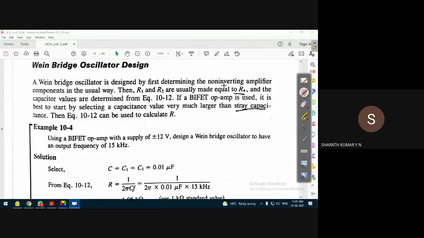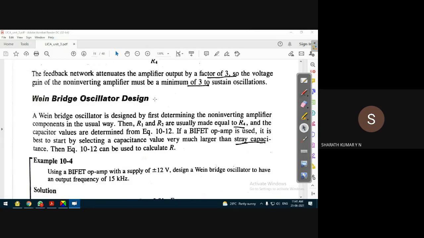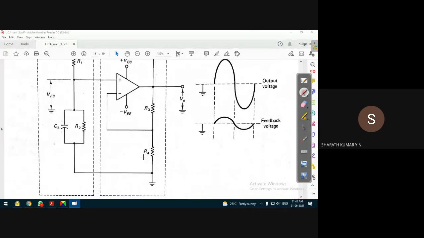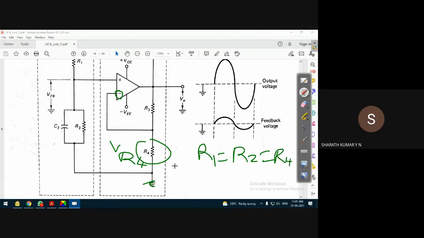First, design the non-inverting amplifier to have a gain of 3. Then design R1 and R2, which is made equal to R4. Why it is R4 is because if you observe this circuit, R4 is the resistance which is connected to ground. Because of this, whatever voltage appears across R4, VR4, will be applied to the inverting amplifier, and hence R1 and R2 are made equal to R4, which is equal to R, so that we can find out the frequency as 1 by 2 pi CR.